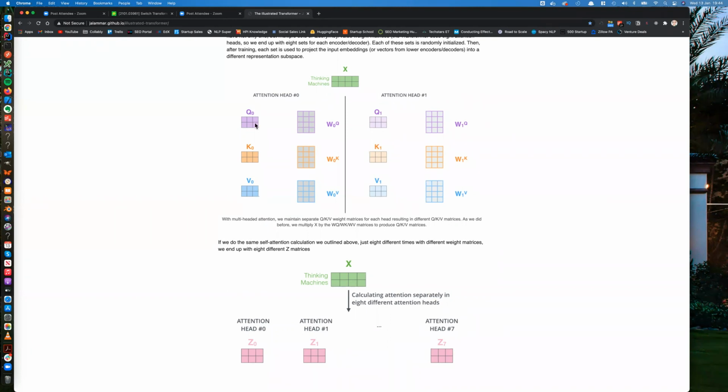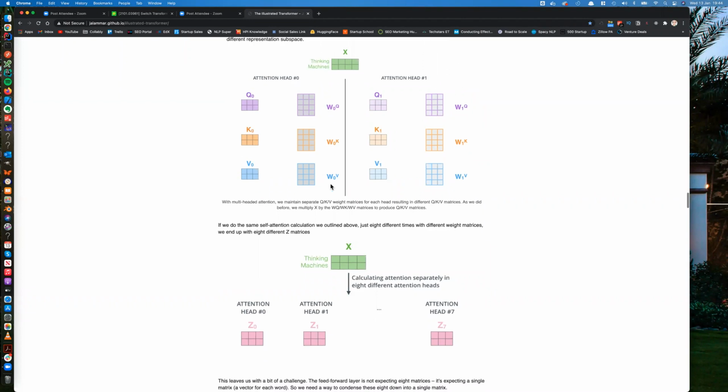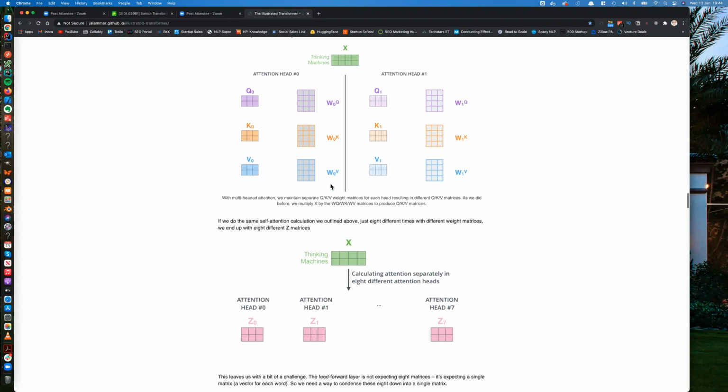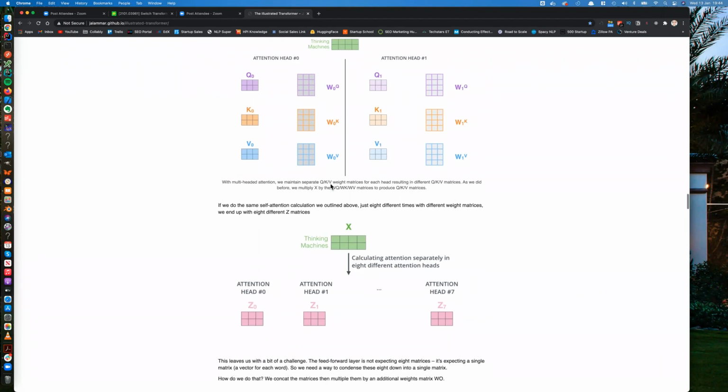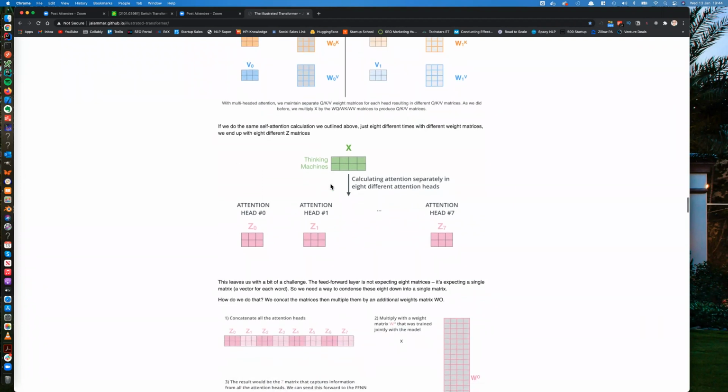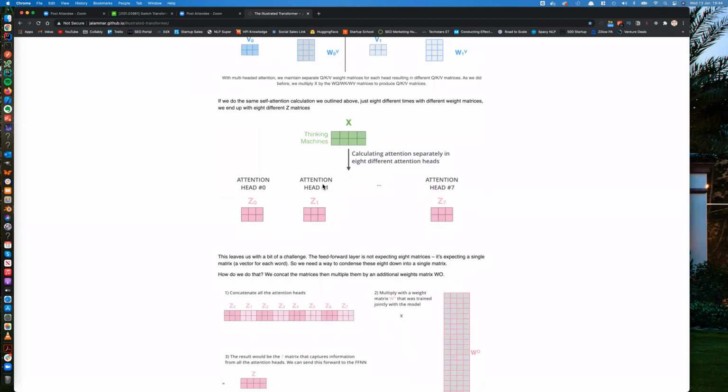Yeah, so for instance, this is the input, and these are the attention head weights here, which it's going to use to do the calculation. So let's have a look at where it's got the attention head 0, Z0.